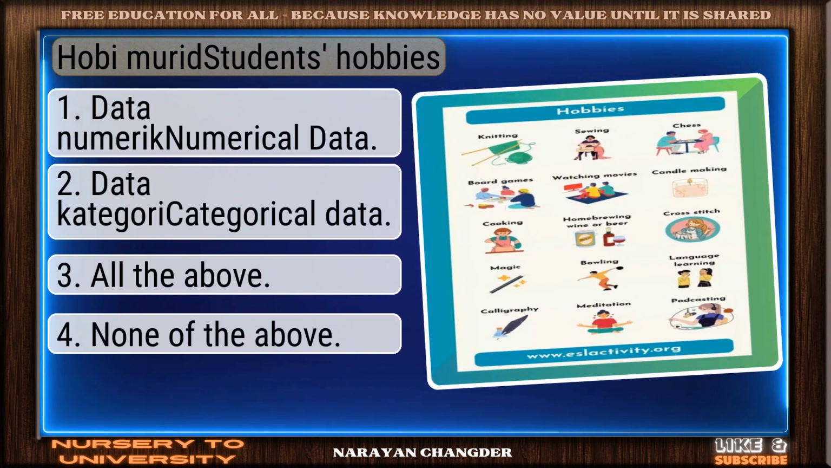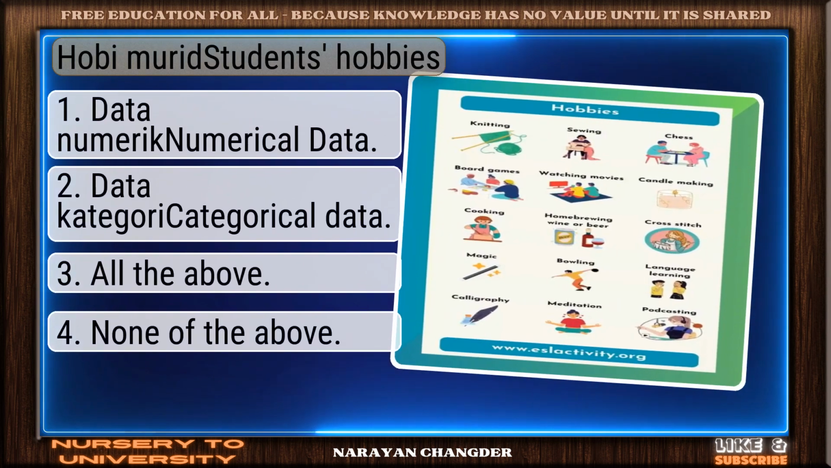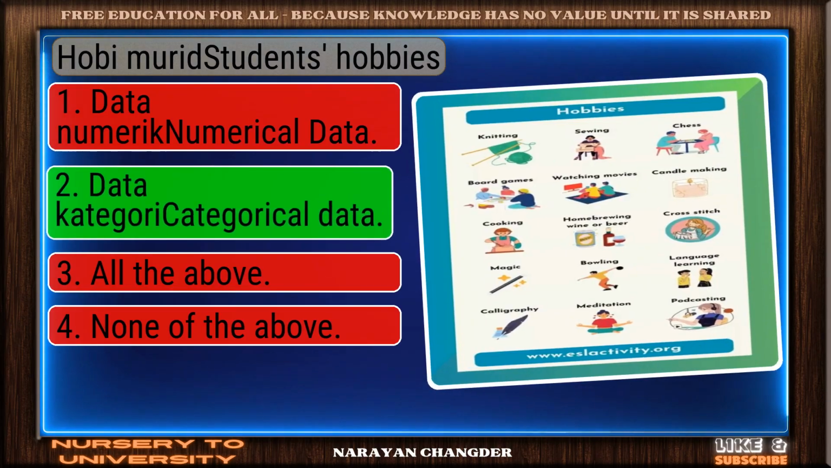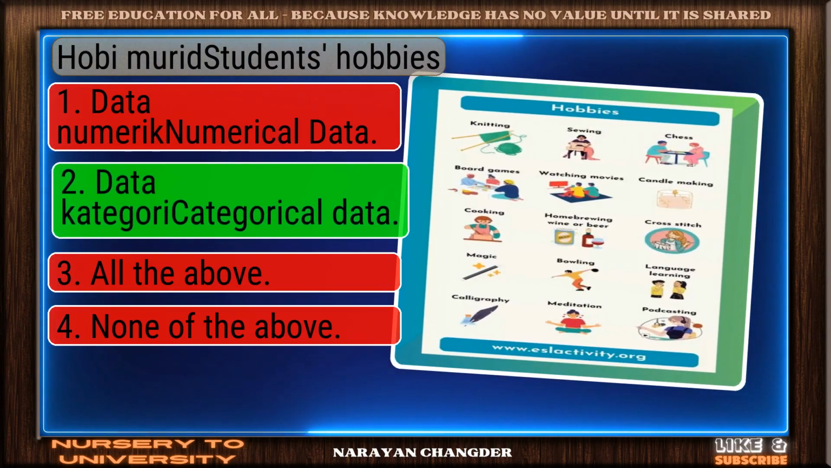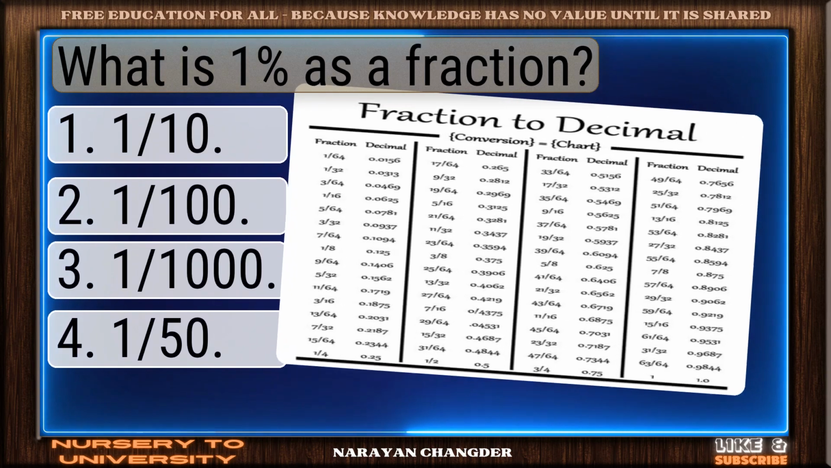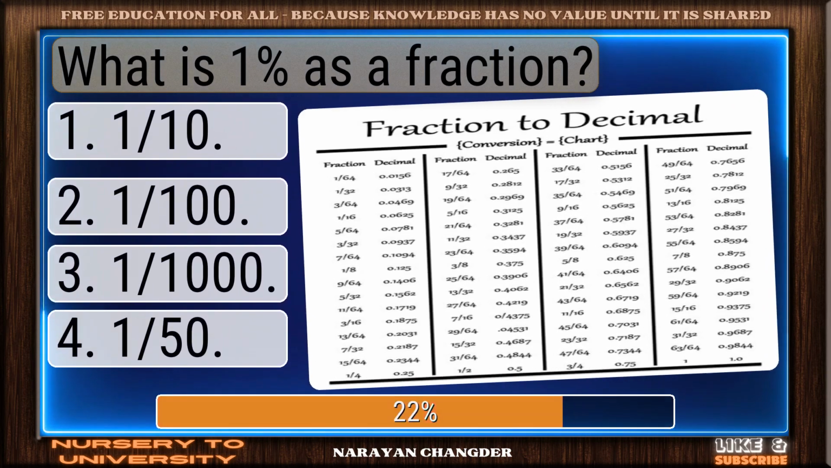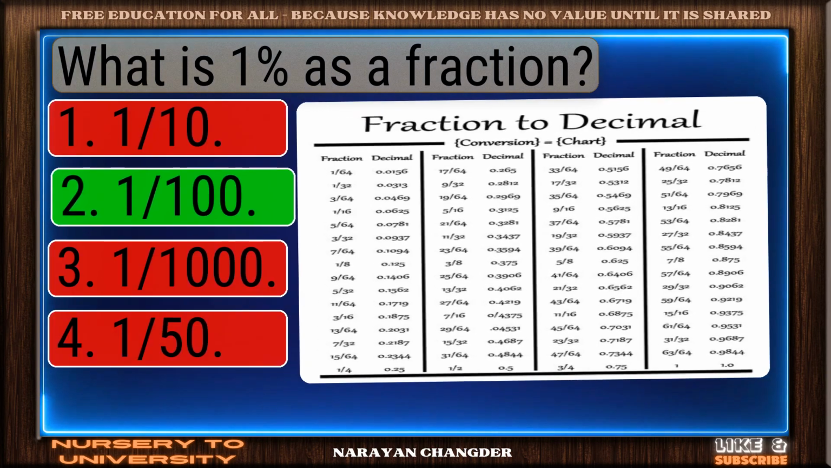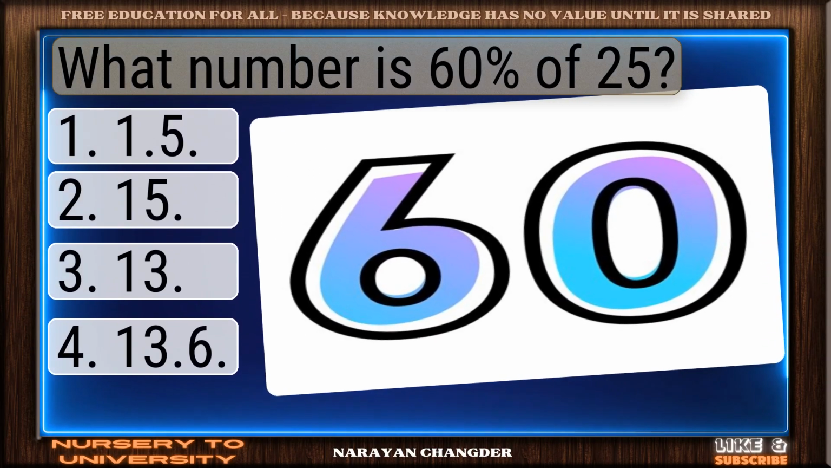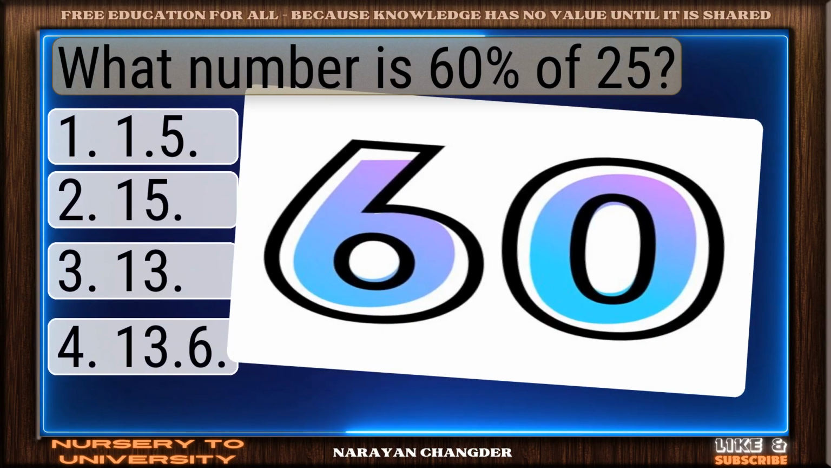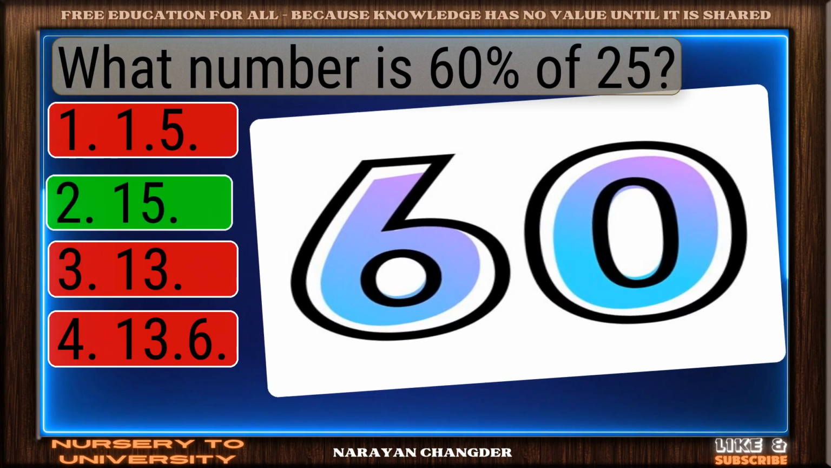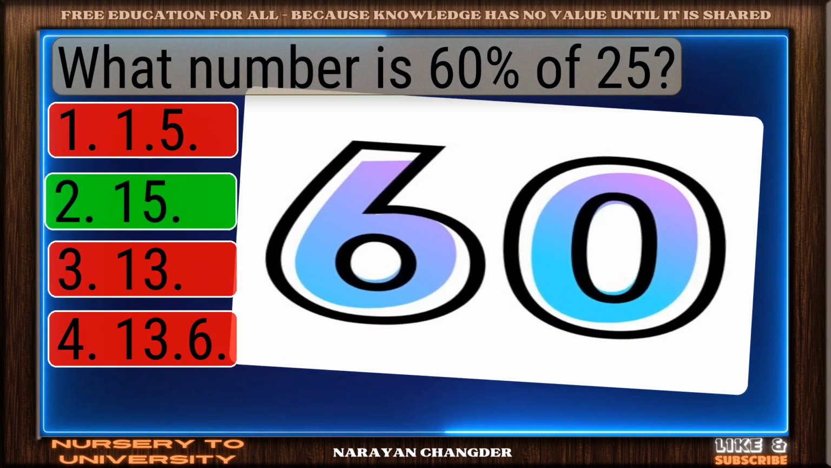Question number 278. Students' hobbies are? Great job. Categorical data is the accurate answer. Question number 279. What is 1% as a fraction? Correct. 1/100 is the right answer. Question number 280. What number is 60% of 25? Sharp thinking. 15 is the right choice.